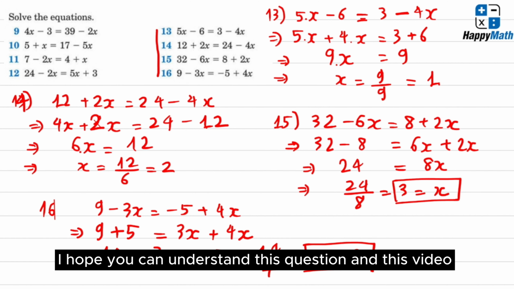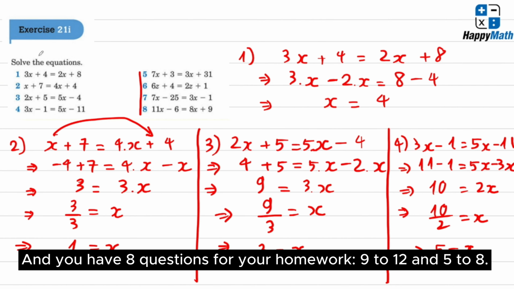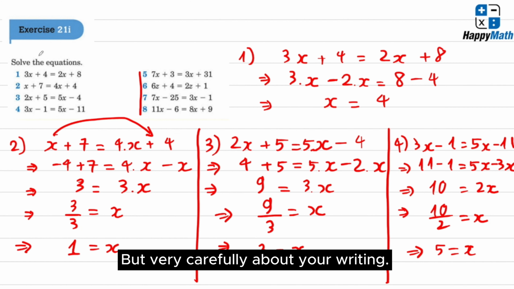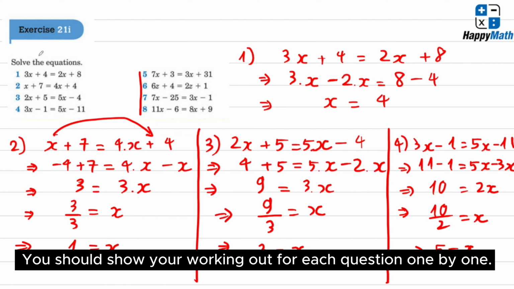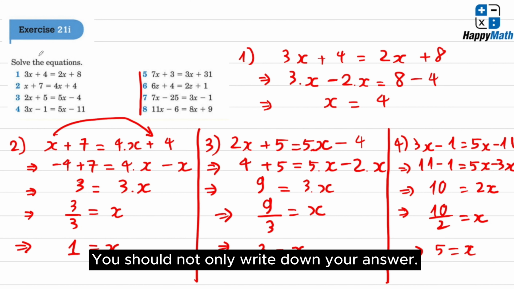Okay, I hope you can understand this video, and yeah, you have 8 questions for your homework, 9 to 12 and 5 to 8. Yeah, that is not too difficult. You can work it by yourself, but be very careful about your writing. You should show your working out for each question one by one, step by step, line by line. Yeah, you should not only write down your answer. That is a very bad way for understanding.